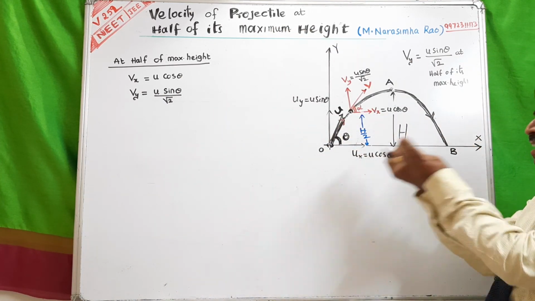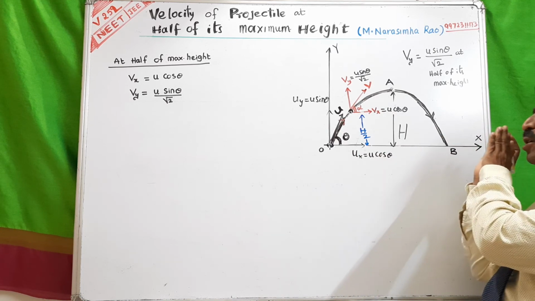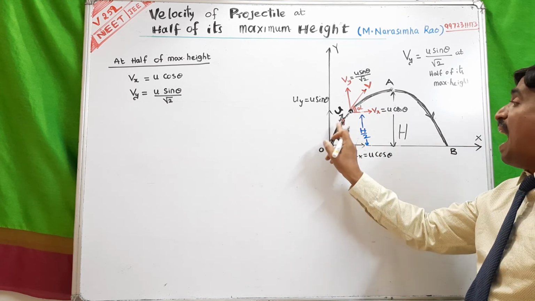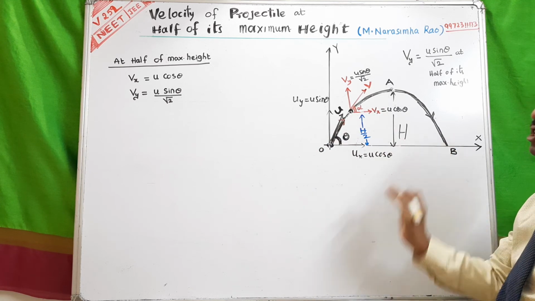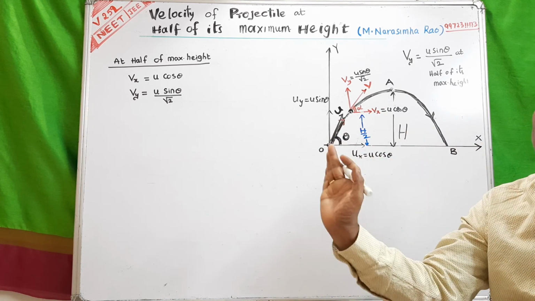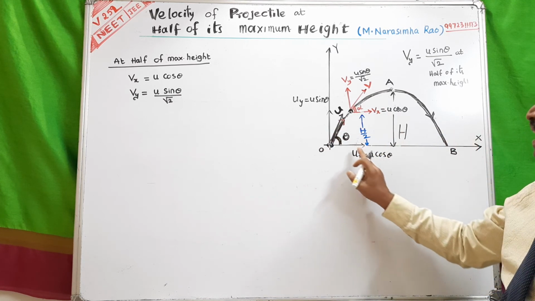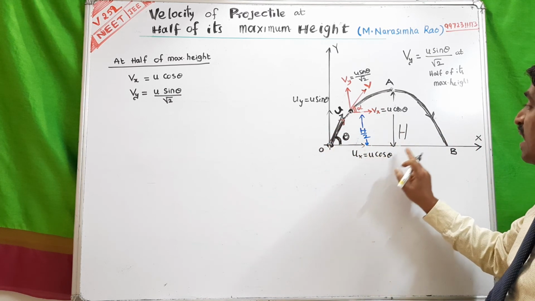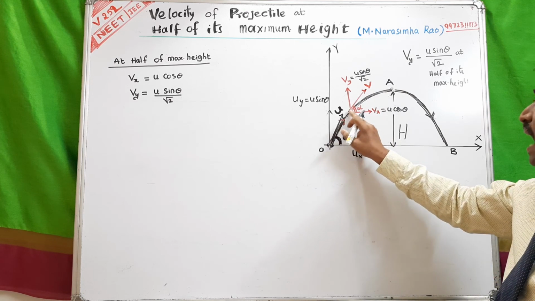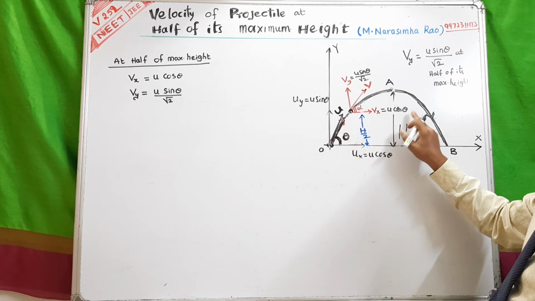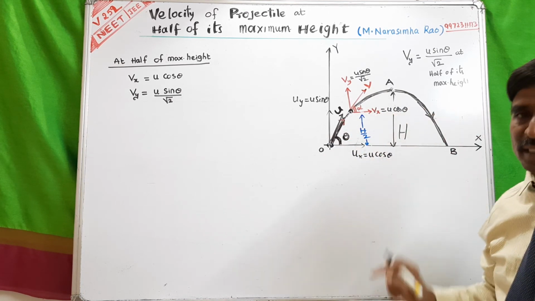There is no attraction of the earth. There is no repulsion of the earth. Along horizontal direction, there is no influence of gravity. It moves with constant velocity. Here, initial velocity along x direction is u cos theta. At this point, along x direction, velocity is u cos theta.